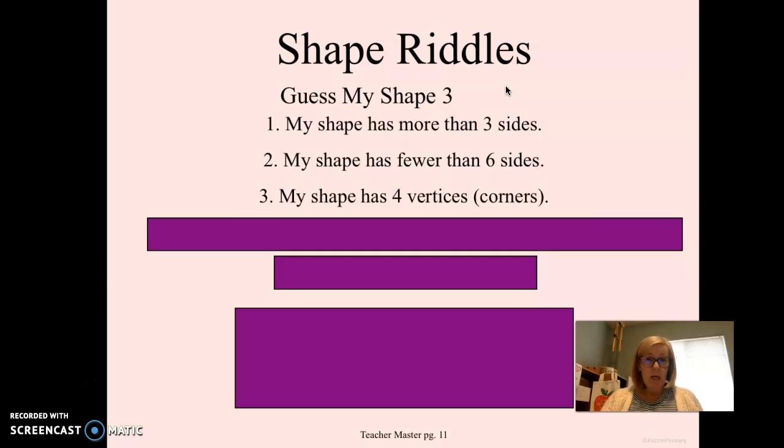My shape has 4 vertices. Well, looking at the shapes you have left, that doesn't eliminate anything. A trapezoid has 4 vertices. A rhombus has 4 vertices. A square has 4 vertices. And a rectangle has 4 vertices.